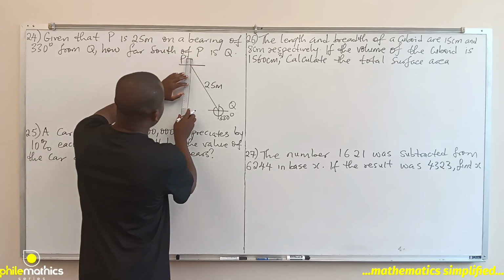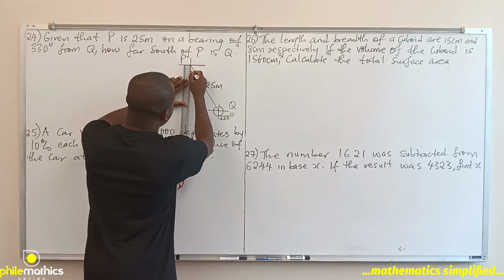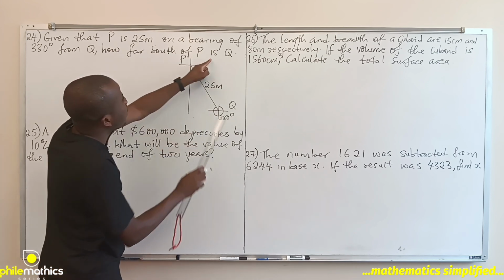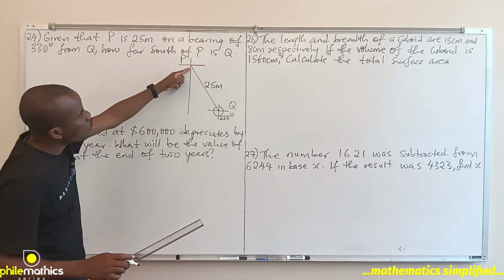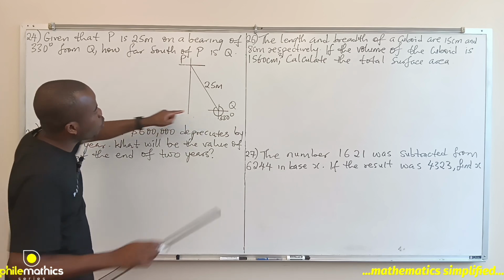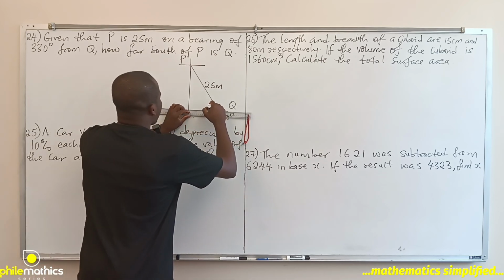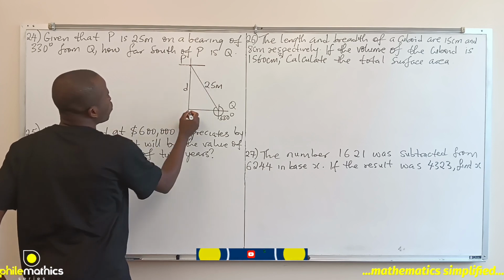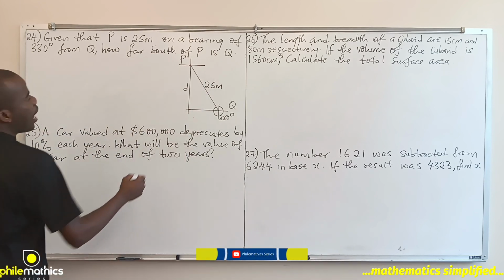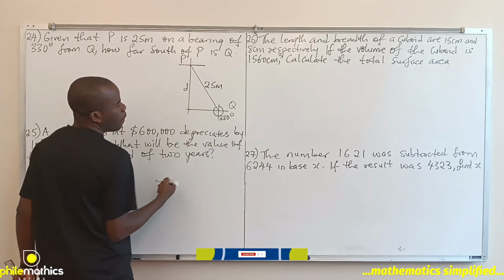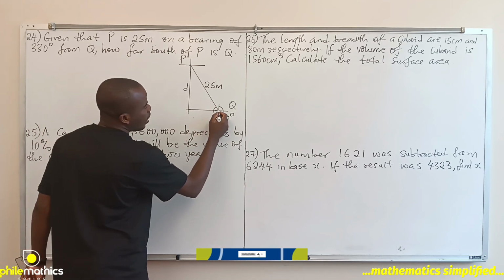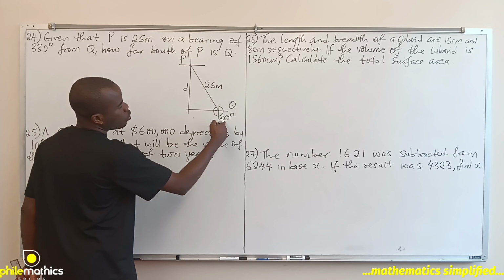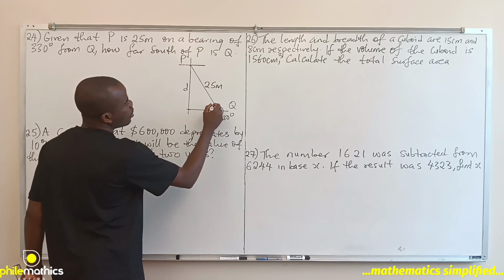So first of all, I want to draw the south of P. This is south of P. How far south of P is Q? What distance from the south of P is Q? So we're looking for this distance from here to here. And if here is 330, and we know that here is 270, 330 minus 270 will give us 60 degrees.